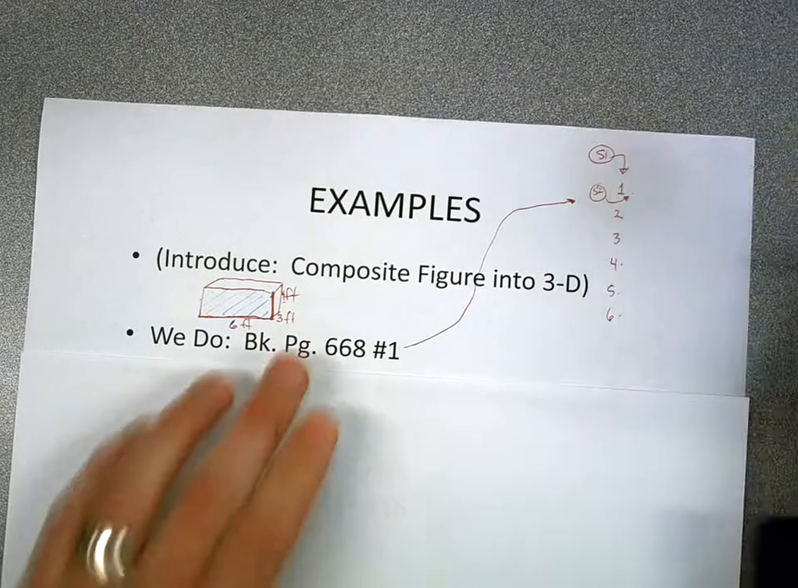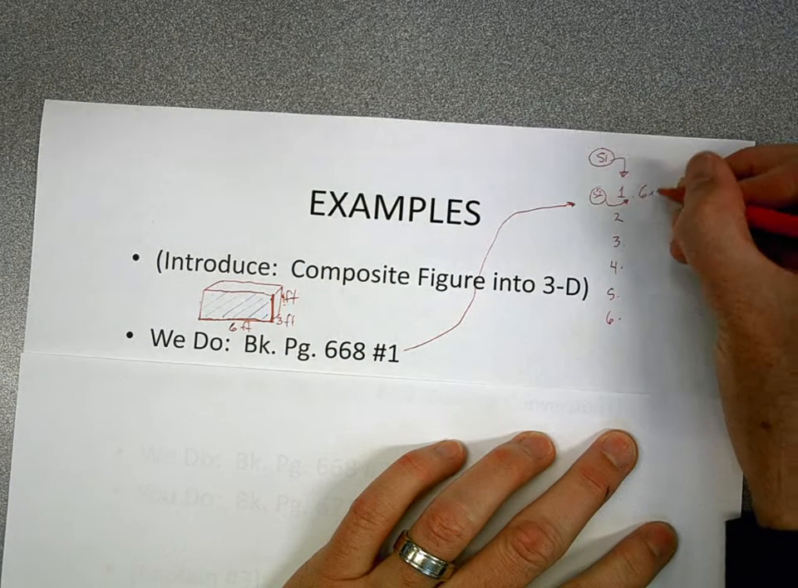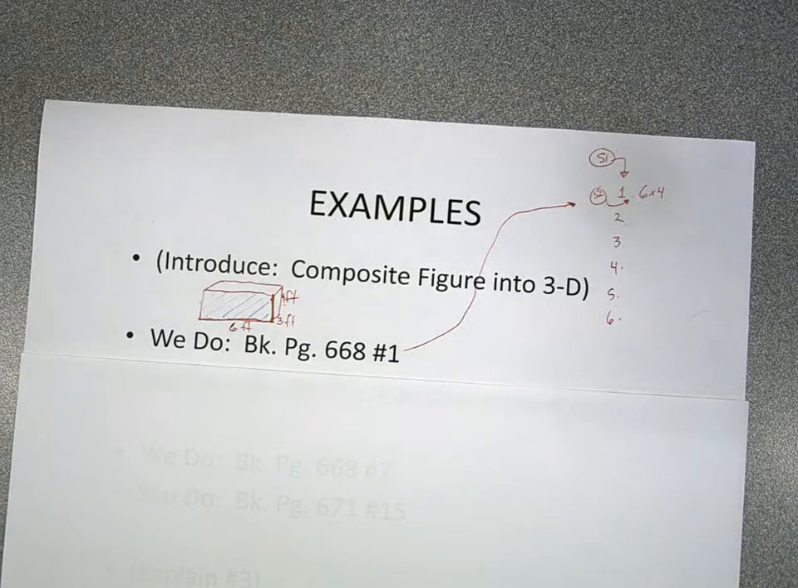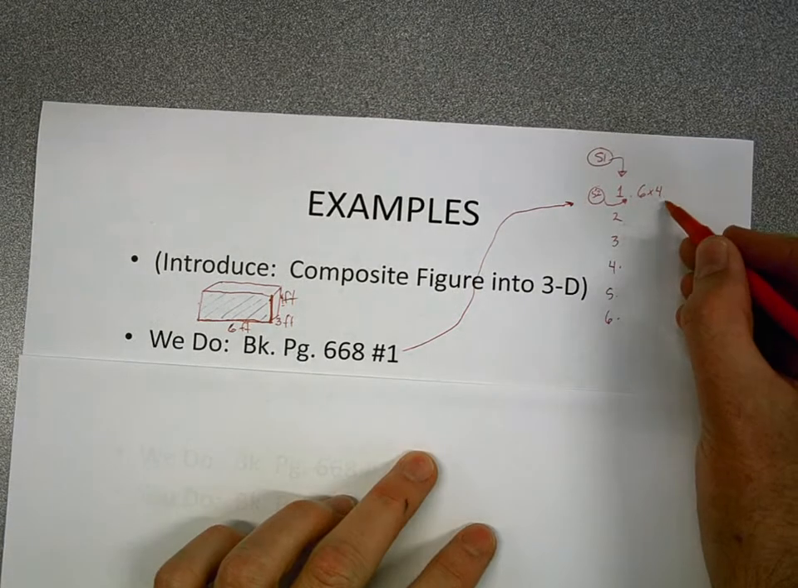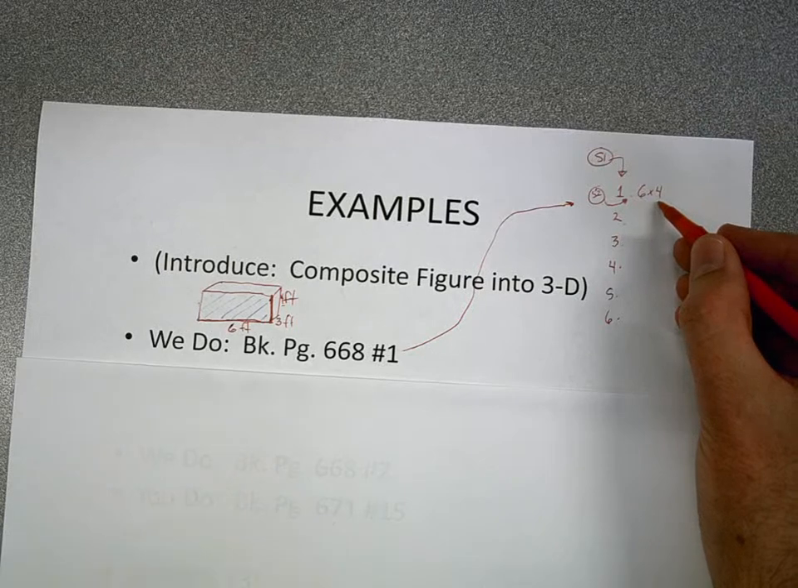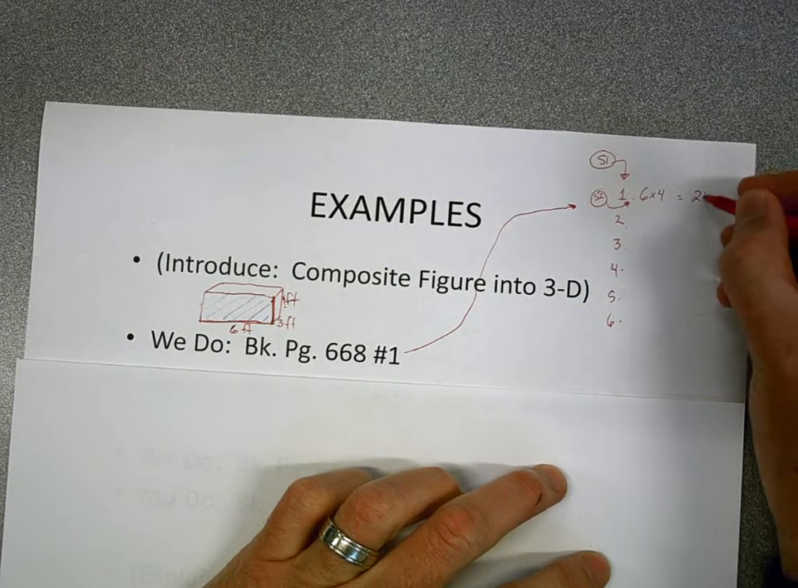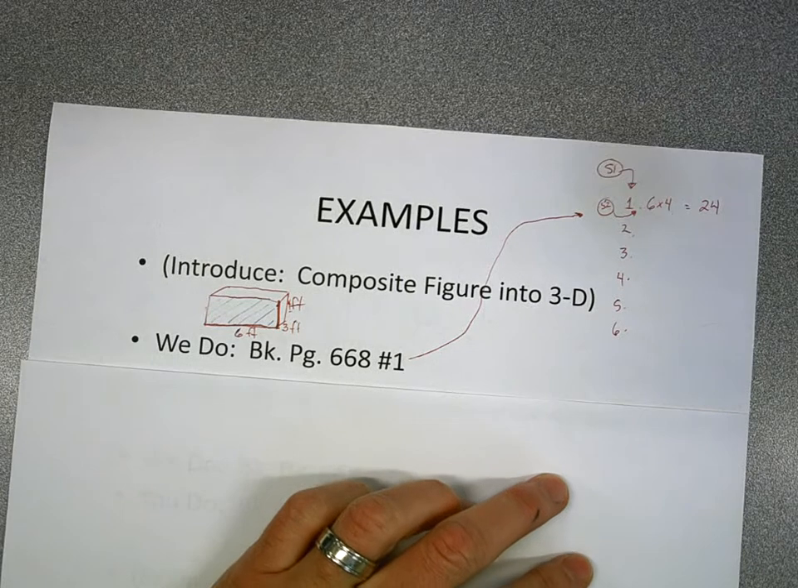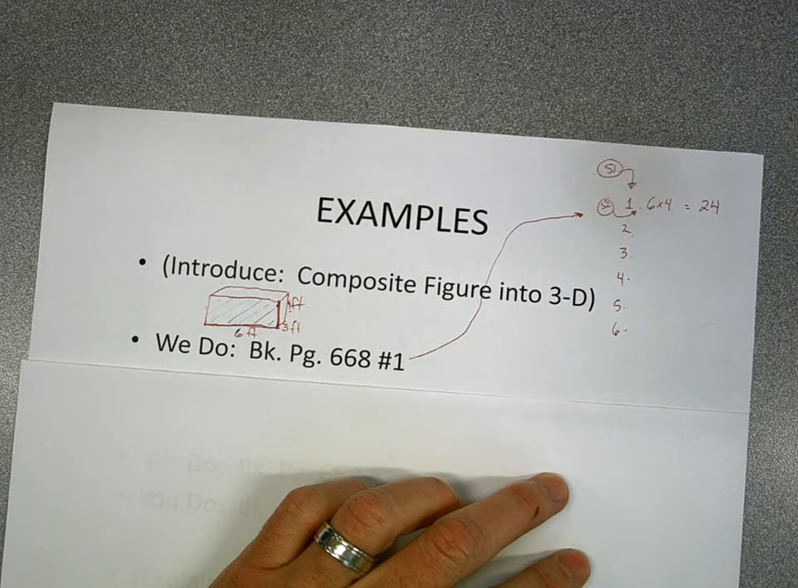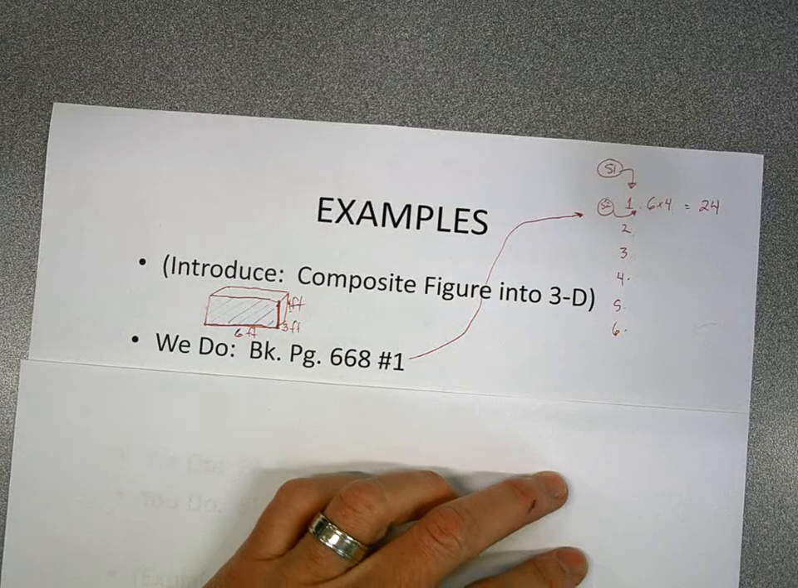So here's what I'm going to do. I'm going to label, because if I don't label, I may lose track of the dimensions of the sides that I found the area to. And I might double up on a side, and that's not what you want to do. So all I'm doing is recording the side that it is. It's the 6 by 4 side. Of course, the area is 24. Okay? 24 square feet, but we don't have to put the units right now.